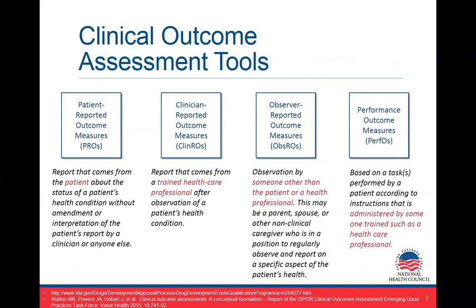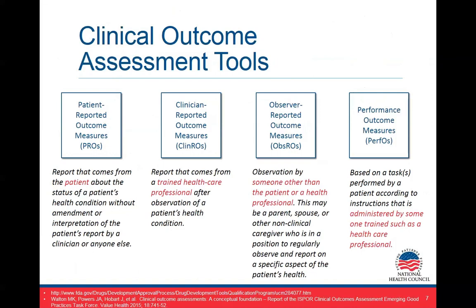Clinician-reported outcome measures are also called ClinROs. These are reports that come from a trained healthcare professional after they observe a patient's health condition. The third is called observer-reported outcome measures, and these are observations by someone else. It could be the caregiver, could be a parent, but it's someone other than a health professional.